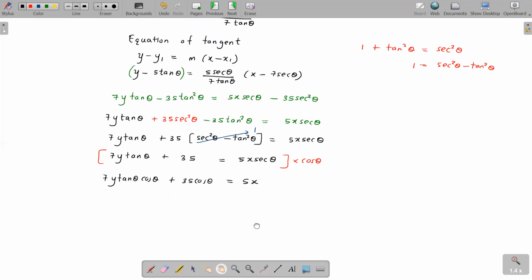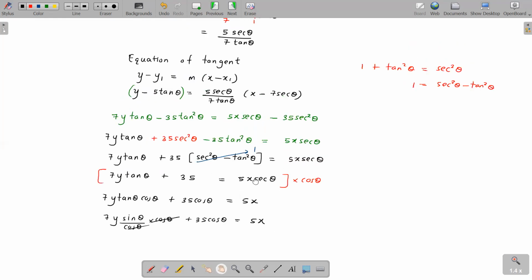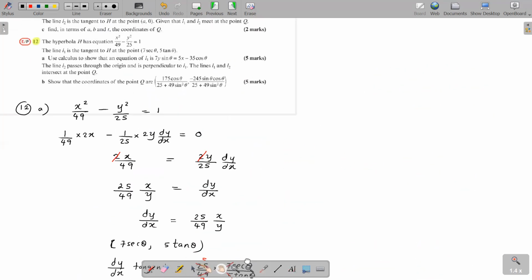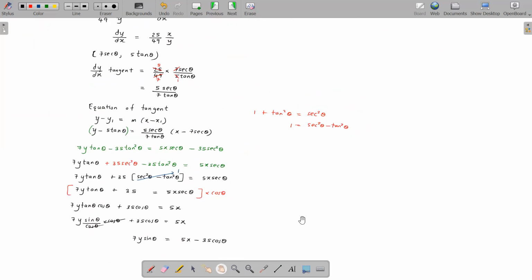Sec into cos is 1. So tan is sine over cos, right? And I think you can see what's going on here. The cos to cos will cancel out. Okay, so we got the show that, right? Do we need to rearrange? 7y sine theta is the subject, keeping it the subject, equals 5x minus 35 cos theta. Is that okay? So this is the derivation, the full proof for the 5 marks for the equation of the tangent.